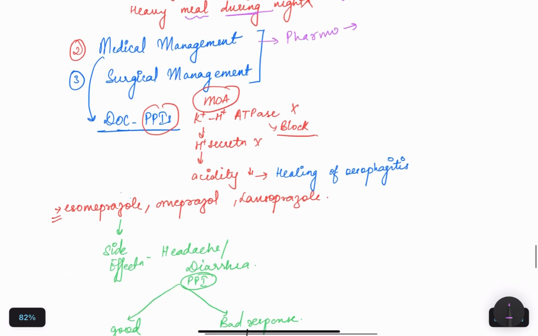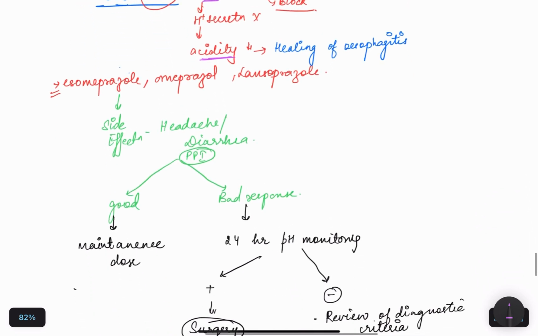The main pharmacotherapy we will do is PPI. In the stomach lining or wall, we have the potassium hydrogen pump. In this case, the PPI will block this pump and avoid H secretion, which will reduce the acidity and which will lead to the healing of the esophagitis. The main drugs are esomeprazole, omeprazole, lansoprazole. But the main side effects of these drugs are headache or diarrhea.